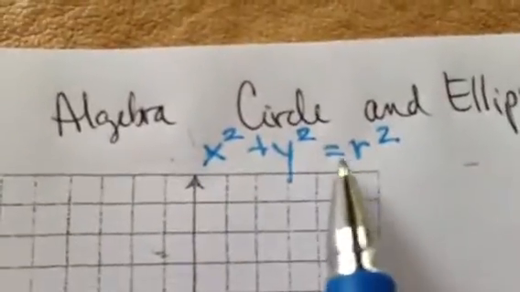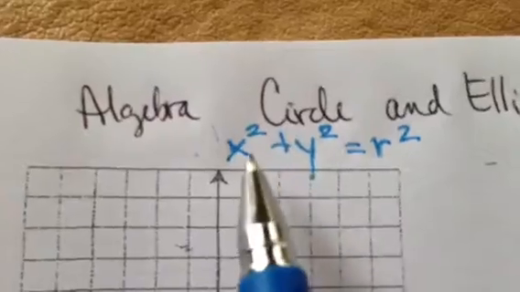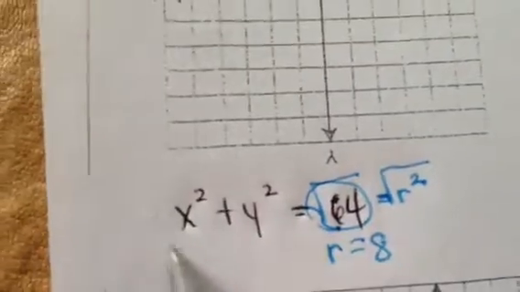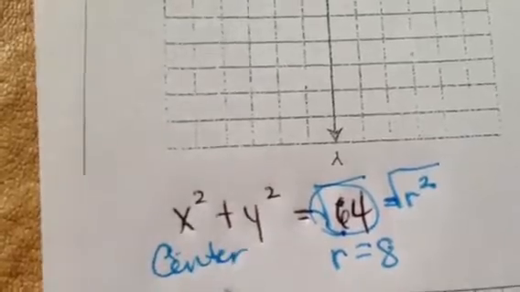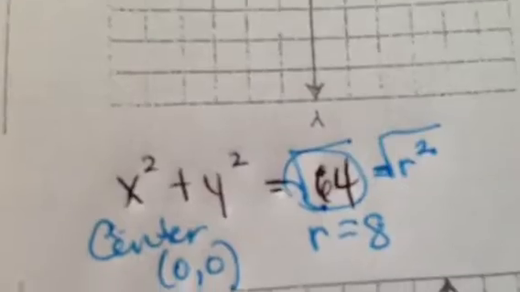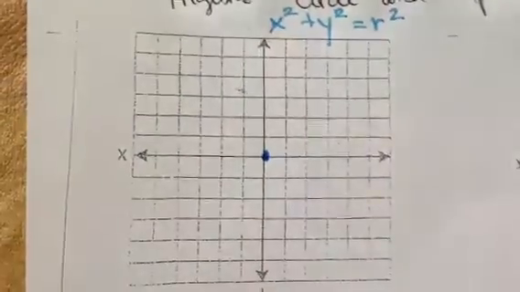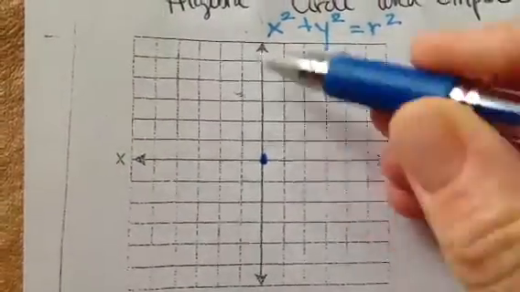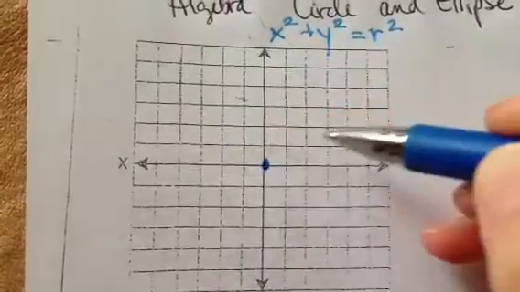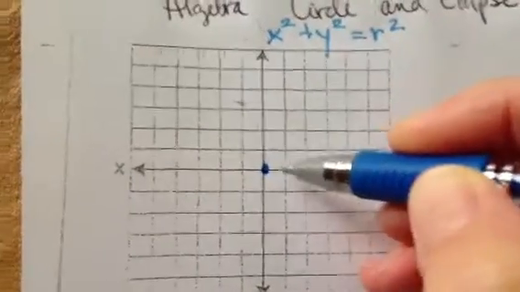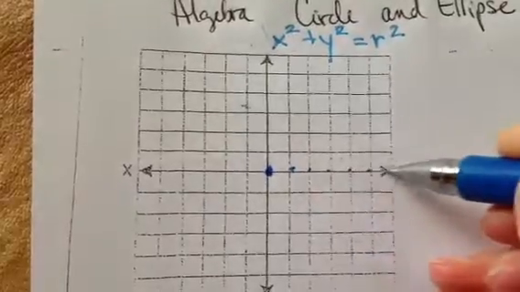Now, this is a standard equation for a circle where the center is 0, 0. So I know this center is 0, 0. And I'll show you one here in a minute where it's not. To graph it, you don't have to really plot points or anything. Go up here and plot your center. And there it is right there. Because my radius is 8, I'm going to go up and down 8 and back and forth 8 from the center. 1, 2, 3, 4, 5, 6, 7, 8.